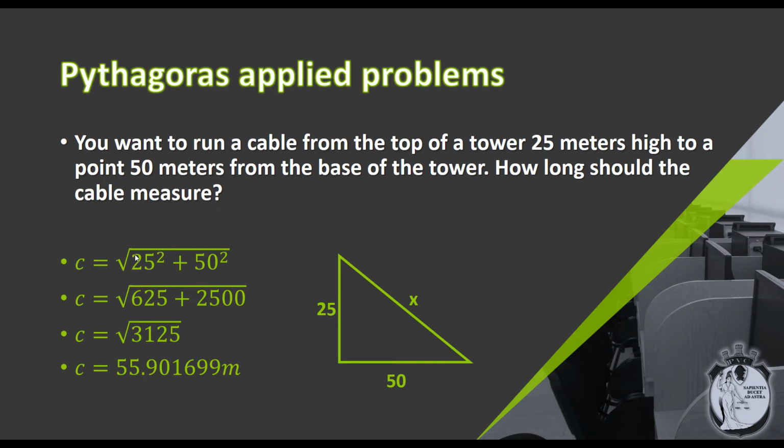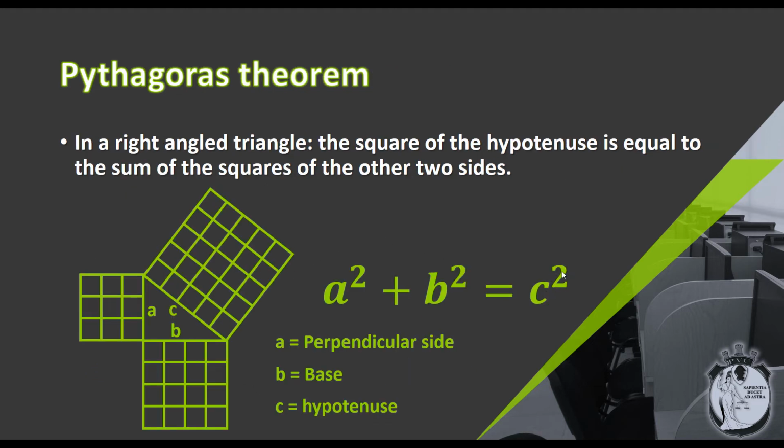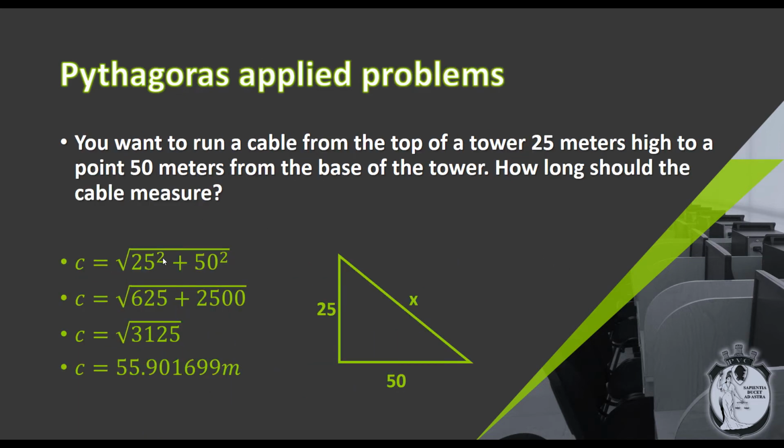So here you know that the height of the tower is 25 meters, and the distance here is 50. You calculate the square of every side, 25 squared plus 50 squared, and you need to calculate the square root of that sum. Why? Because you have a square here. If you pass that operation to the other side, it changes to the opposite. The opposite of the square is the square root. So you calculate the square root of the square of 25 plus the square of 50. This is the distance.